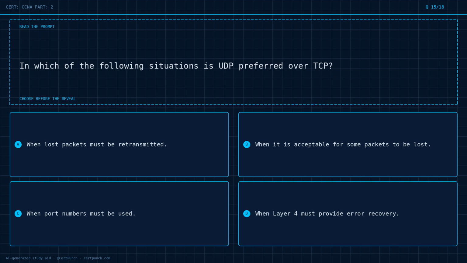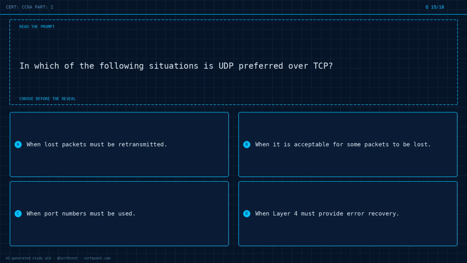Question 15 of 18. In which of the following situations is UDP preferred over TCP? Option A. When lost packets must be retransmitted. Option B. When it is acceptable for some packets to be lost. Option C. When port numbers must be used. Option D. When Layer 4 must provide error recovery.